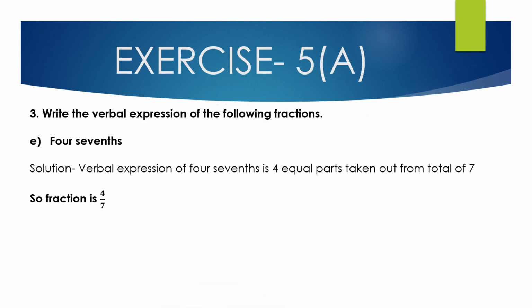Now we will solve fifth bit. Fifth bit is 4 sevenths. Verbal expression of 4 sevenths is 4 out of 7. 4 out of 7 means 4 equal parts can be taken out from a total of 7 parts. So we can represent this in fraction form as 4 divided by 7. So fraction will be 4 divided by 7. Here 4 is the equal parts and 7 is the total parts.